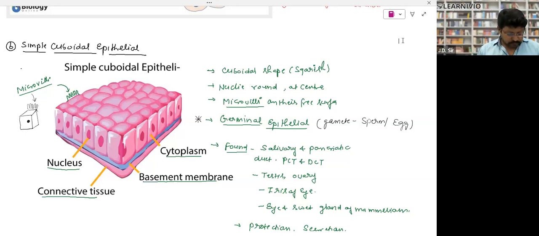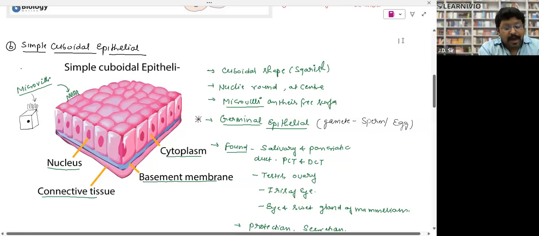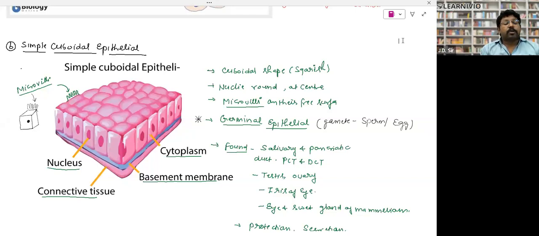Next point. They form germinal epithelium, which is meant for production of gametes like sperm and egg.